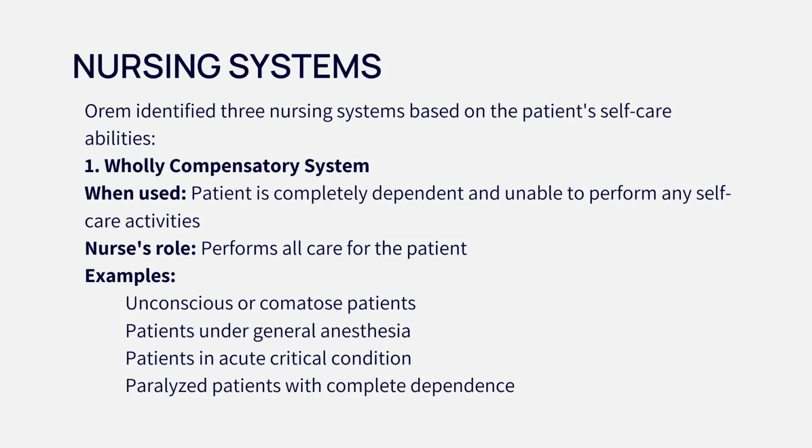So what is the wholly compensatory system? It is used when the patient is completely dependent and unable to perform any self-care activities. The patient's self-care is completely compensated. He is completely dependent on another person for his self-care. The nurse's role is to perform all the care for the patient. Examples given are: unconscious or coma patient, patient undergoing anesthesia, patient in acute critical condition, paralyzed patient with complete dependence.